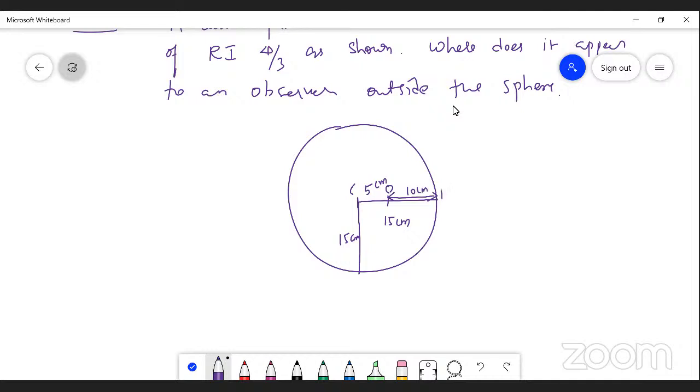This point is the pole. This is the center of curvature. The distance between them is 5 centimeter. The object is placed 10 centimeter from the pole. Overall radius of curvature is 15 centimeter. The refractive index of the medium is N1, which is equal to 4/3. This is N2, equal to air. Refractive index of air is equal to 1. The observer is placed outside.